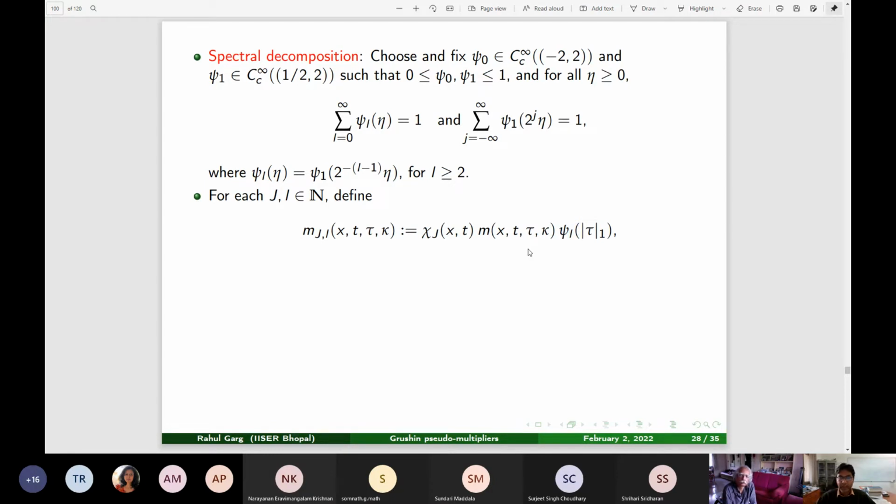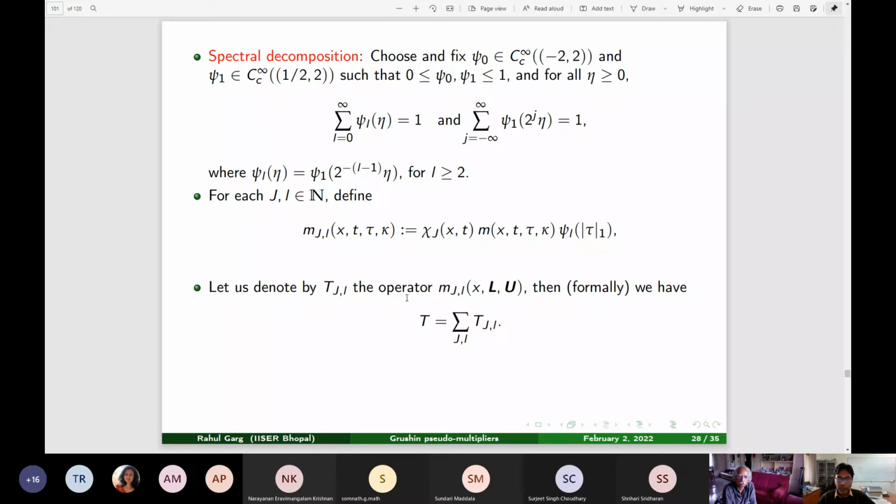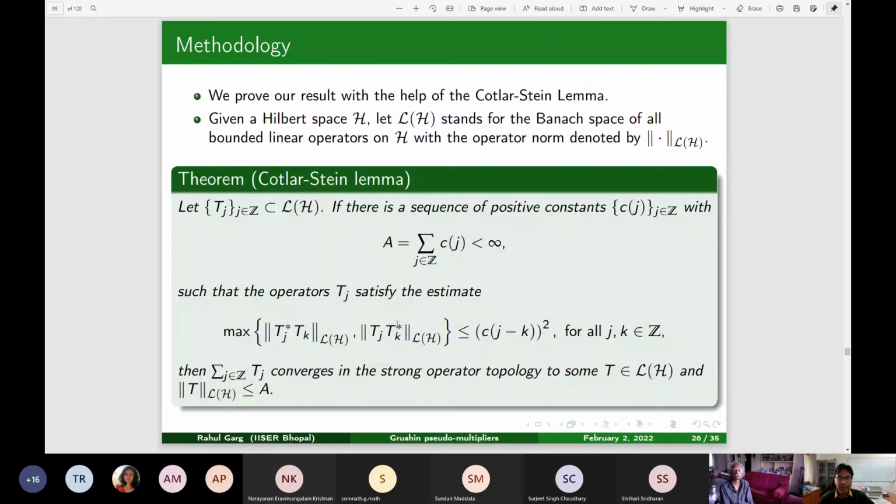All right. Now the target is, formally speaking, one can write T as the infinite sum of T_{jl}. Think of this as a countable sum, of Cotlar-Stein type. So instead of one indexing, I have two indexing, but essentially I have a countable family and I need to sum them up in this manner.